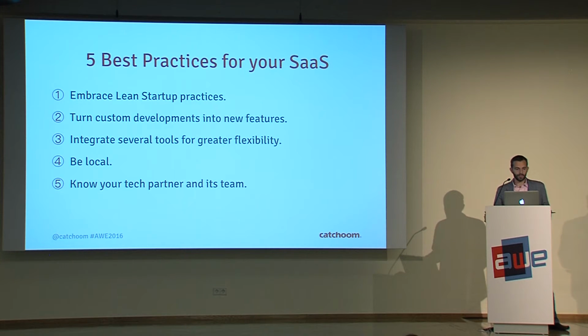The first one would be to embrace lean startup practices, and I will talk about this in a minute. The second one would be to turn custom developments into new features, and how to cope with the two worlds simultaneously. The third one is to think about integrating several vendors. I will talk about Catchoom and how to integrate Catchoom, but actually it's good that you have a broader look at the market. The fourth would be to be local. And the fifth one is related to the tools that you integrate, and understanding and knowing the partner that you have there.